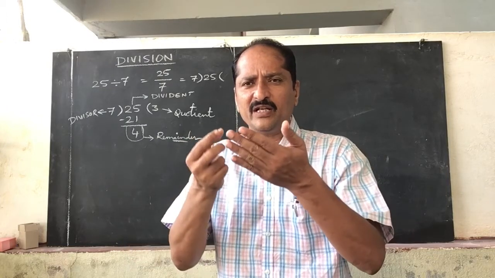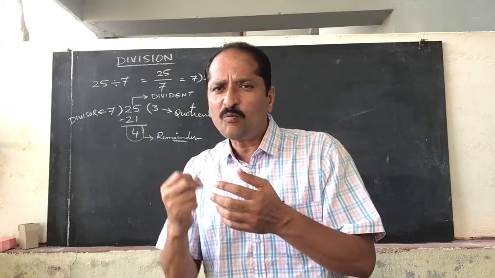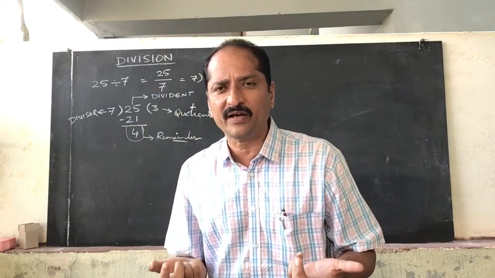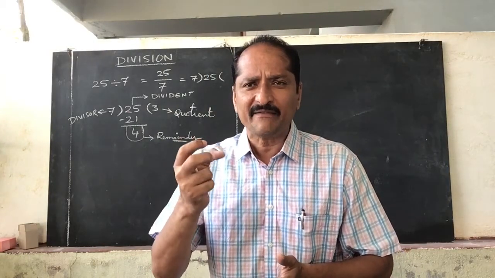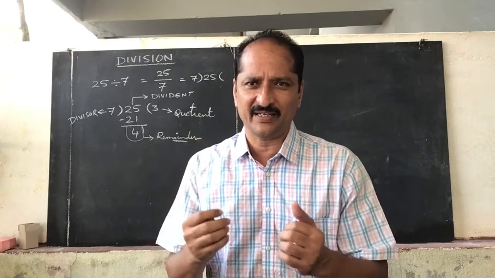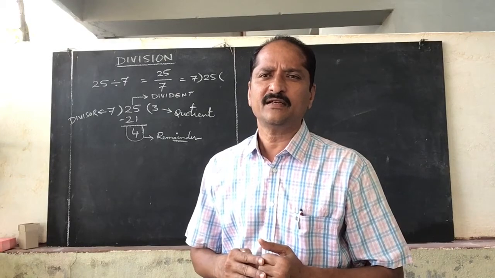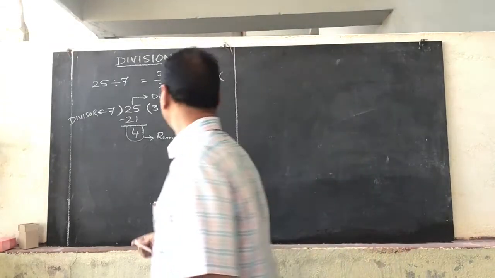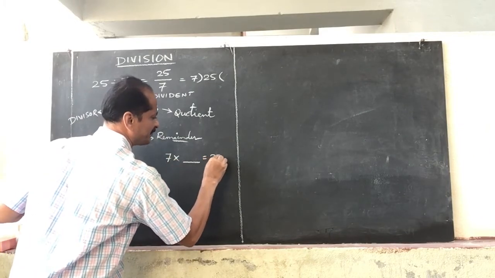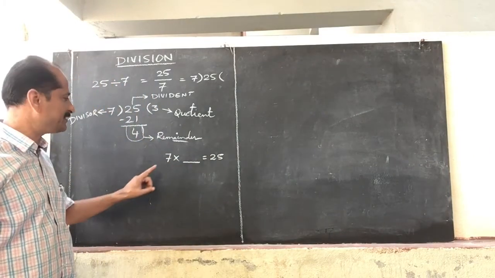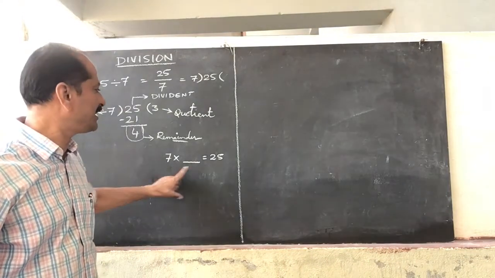That means from 25 you can take out one 7 and keep it there, and then how many 7s are there in 25? That is nothing but division. How many 7s are there in 25 we are finding, that is called division. If you are reading the 7 table, 7 threes are 21, 7 fours are 28, but here we are not getting 25.